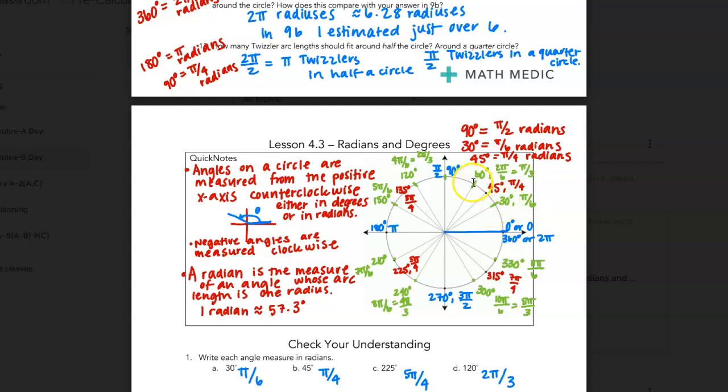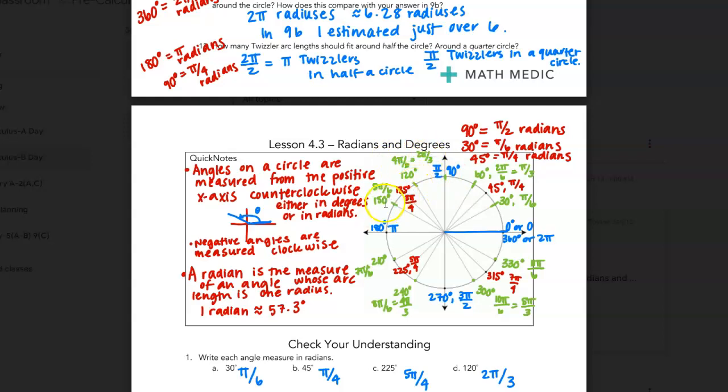So 60 degrees is 2 pi over 6, which simplifies to pi over 3. And then 90 degrees would be 3 pi over 6, which simplifies to pi over 2. And then 120 degrees is 4 pi over 6, which simplifies to 2 pi over 3.